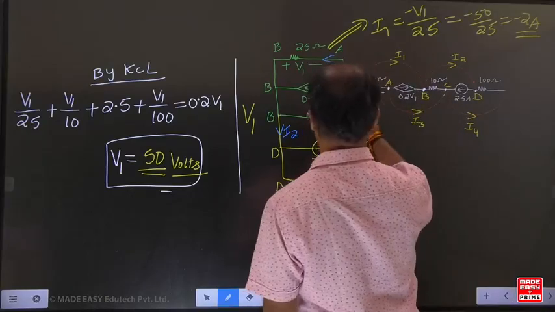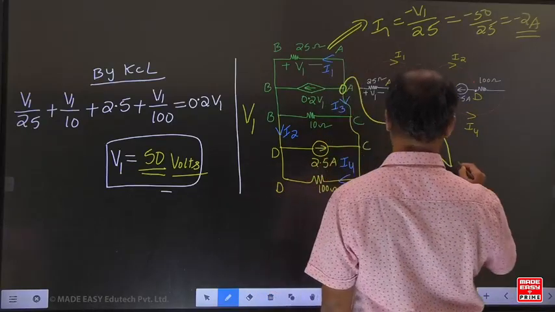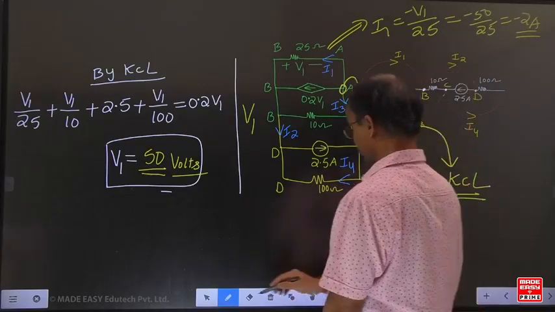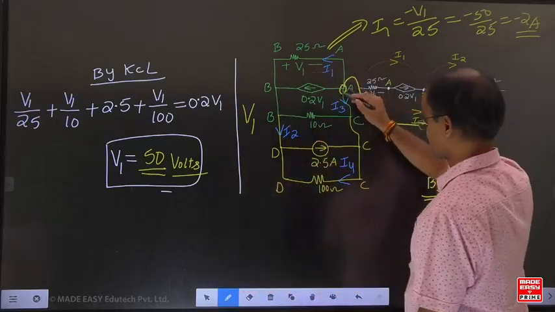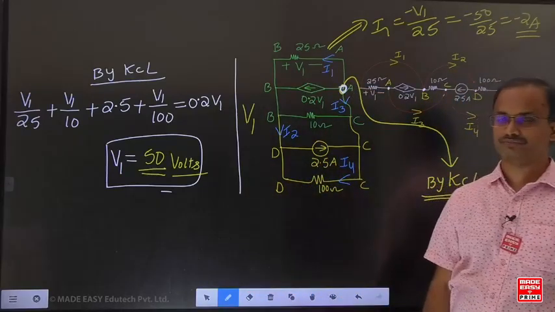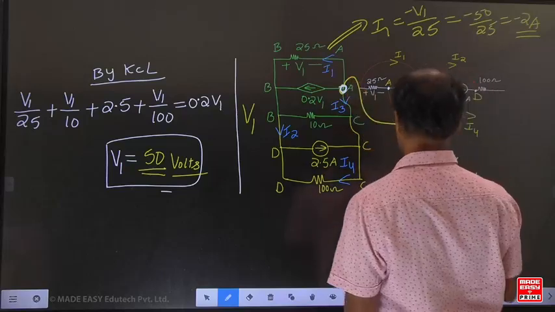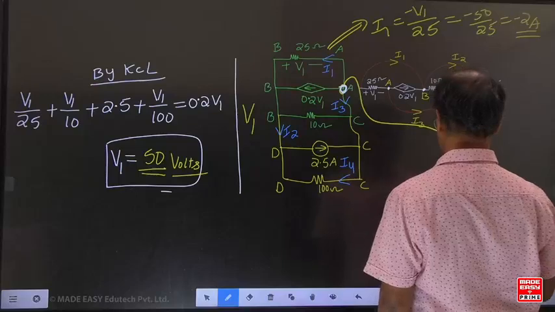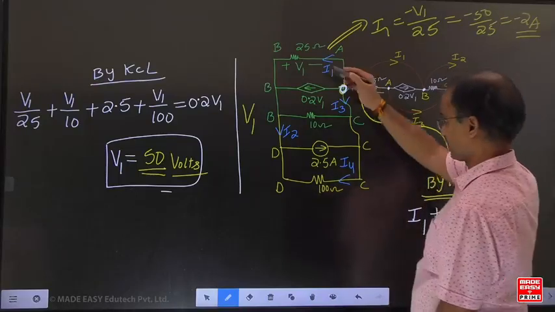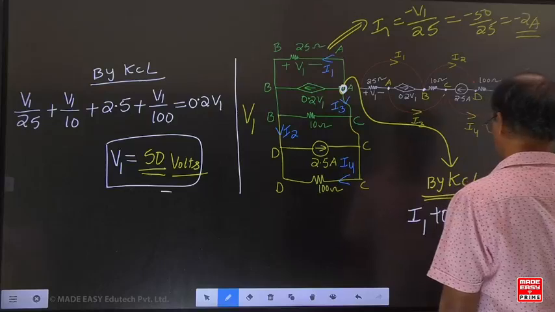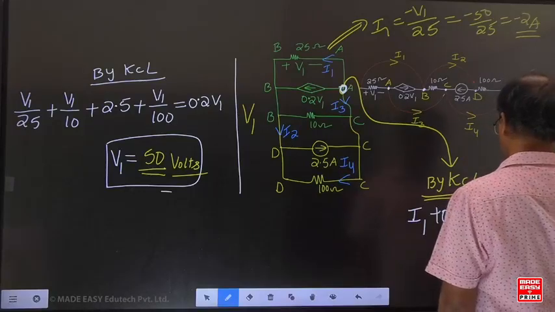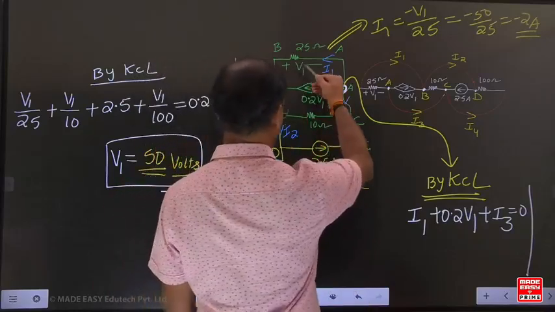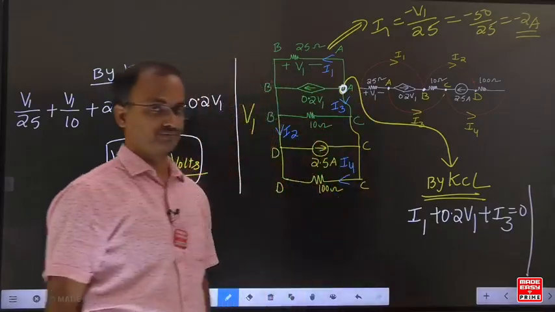Okay. Now can we write a KCL equation at this point? If you write the KCL equation, what about this? I1 is the outgoing current. 0.2 V1 is also outgoing current. I3 is also outgoing. Entire equation equated to 0. I1 outgoing, I3 outgoing, 0.2 V1 also outgoing.